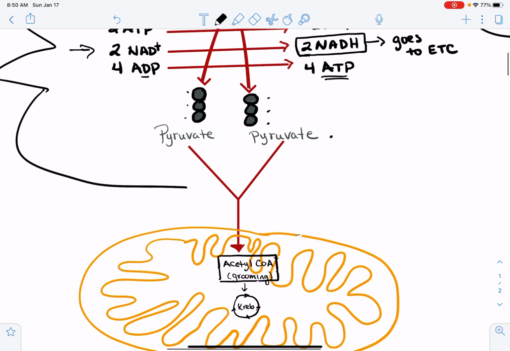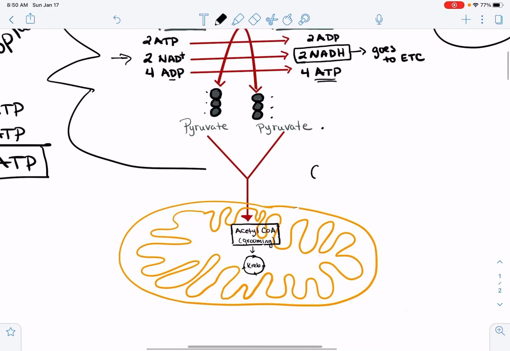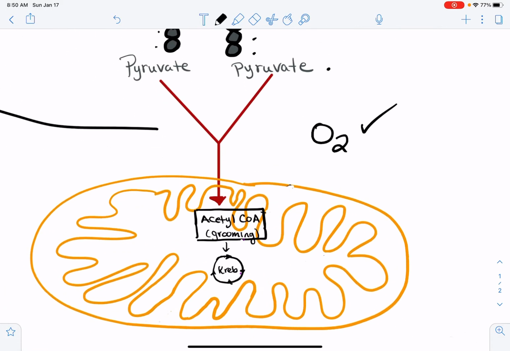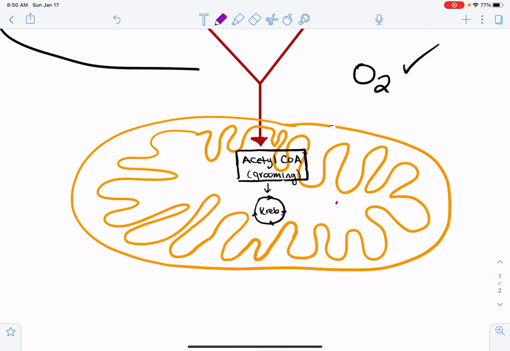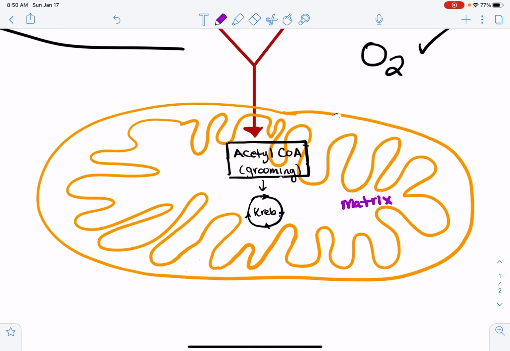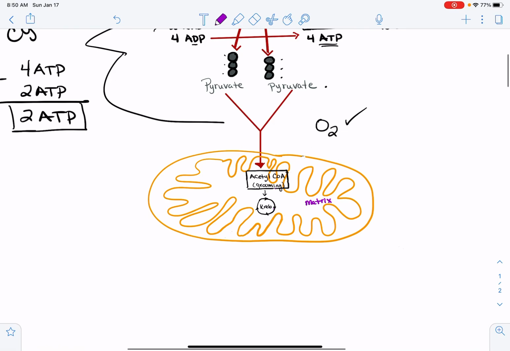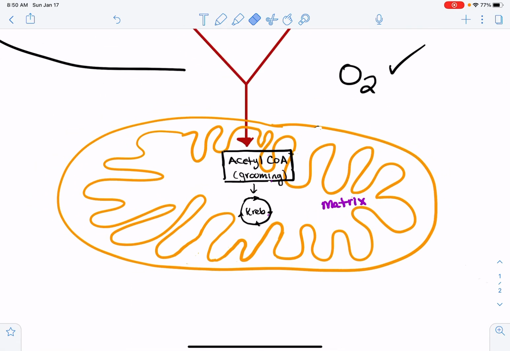So now let's look at this pyruvate. What happens to these 2 3-carbon compounds? Well, if oxygen is there, they will be taken into the mitochondria, into the matrix of the mitochondria. So let me label that for you guys. So they're taken into the mitochondrial matrix. It's here that these 2 pyruvate are going to undergo some grooming. And remember, I told you acetyl-CoA does that. And remember, acetyl-CoA is a pantothenic acid or a vitamin B12 that you get from eating healthily.